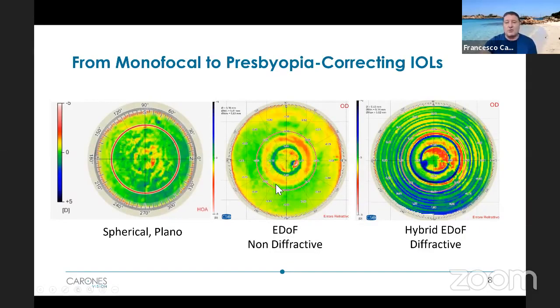And again, you see that overall, we can say that the lens delivers some greenish color, but with extension to red and blue, meaning the extended depth of focus that the lens is able to translate into the eye. And here you see a hybrid EDOF diffractive IOL, where you see the central part being more like the EDOF, while the periphery of this lens looks more like a traditional diffractive IOL.